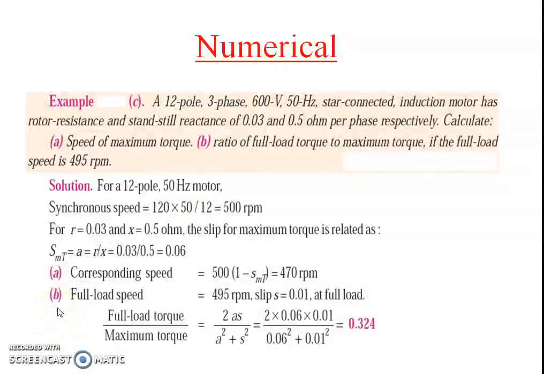Hello everyone. Again for this lecture we are going to see the numericals on the torque slip characteristics of induction motor. So this is our third numerical, or third example. We are going to see this.